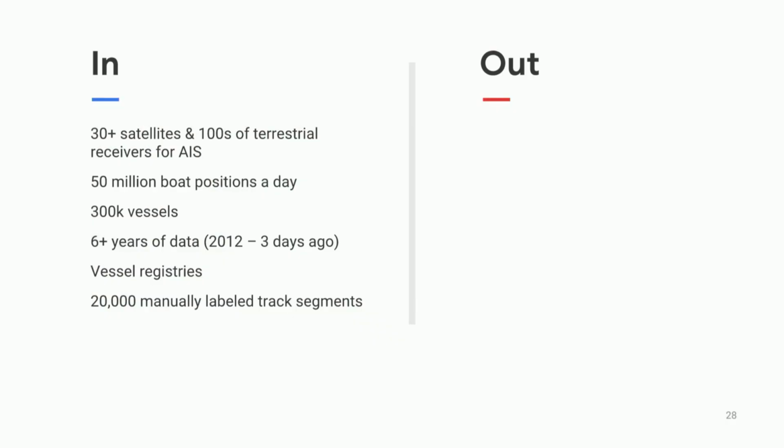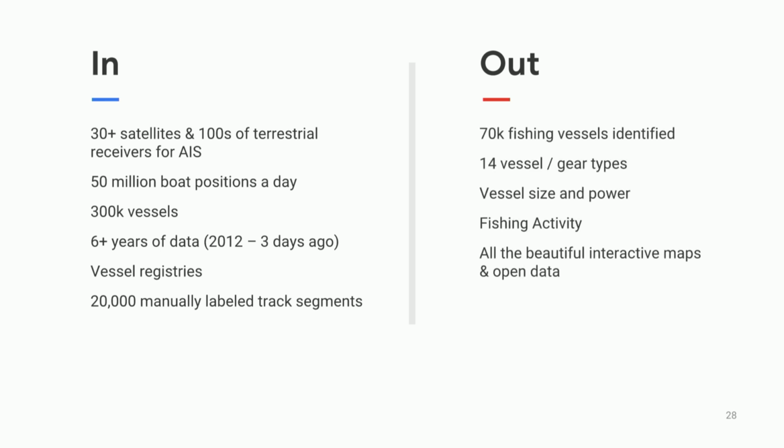In summary, we're taking in an AIS feed from over 30 satellites and hundreds of terrestrial receivers, with almost 50 million AIS messages per day from 300,000 vessels across a year, over 6 years of data. For the training, we're also using vessel registries to identify the types of boats, and over 20,000 manually labeled track segments, or 1 million positions. We put that all together through the various Google tools, and what we get out is about 70,000 fishing vessels, 14 gear types, 14 vessel types, of which half are fishing types, the size of vessels, when we think they're fishing, and all of these wonderful maps and data that you see available.